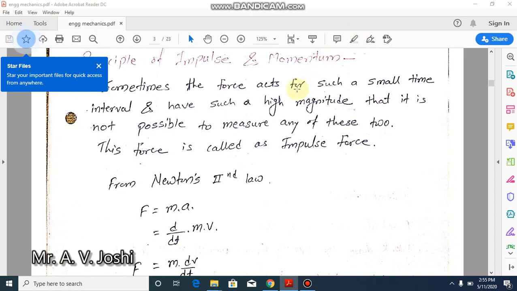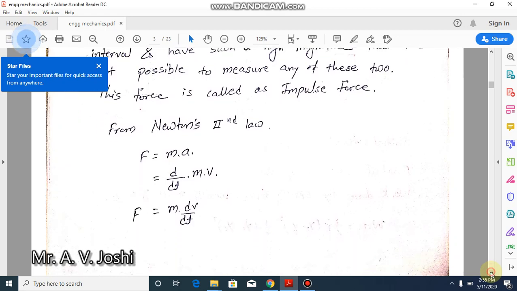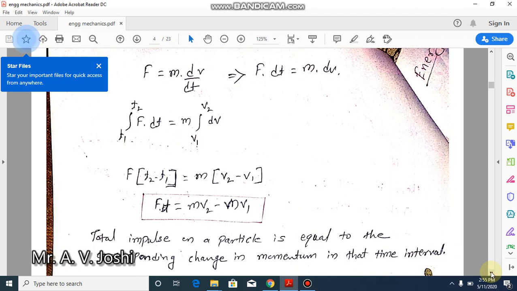So F equal to ma, force equals mass into acceleration. We have to derive that equation, d by dt along with the time. So F equal to m into dv by dt, which is also F into dt equal to m into dv.